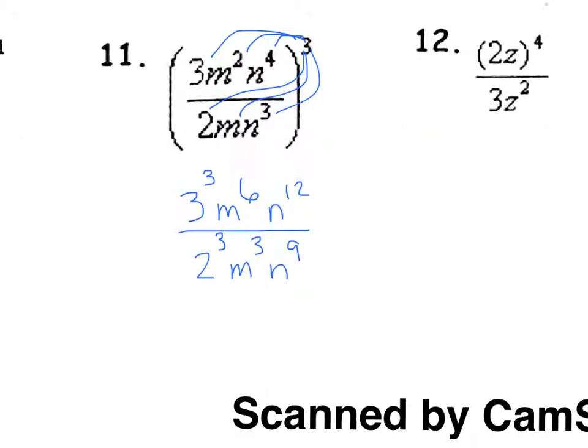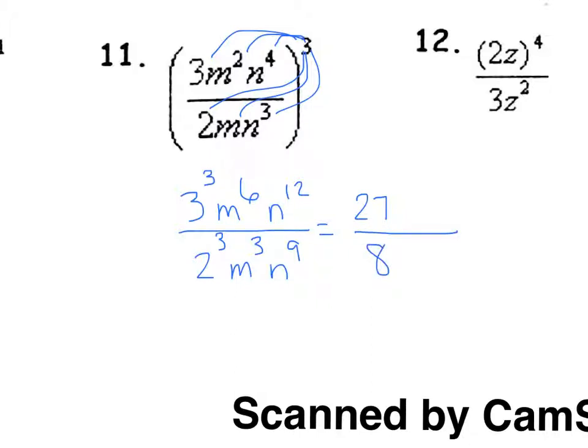Okay, so after you've distributed that 3 to everything in here, this is what it looks like. Now, we take care of our coefficients first. Notice that these have different bases. This is like an x and a y. They cannot combine. They have different bases. So the only thing we can do is just simplify what these are. So do 3 to the third and 2 to the third. 3 to the third is 27. I'm going to draw my fraction line. And 2 to the third is 8.